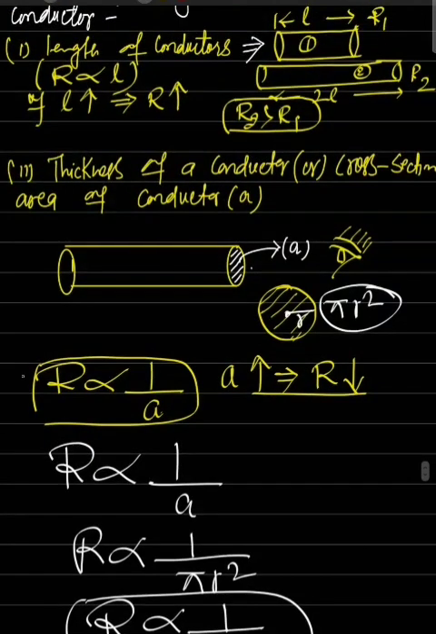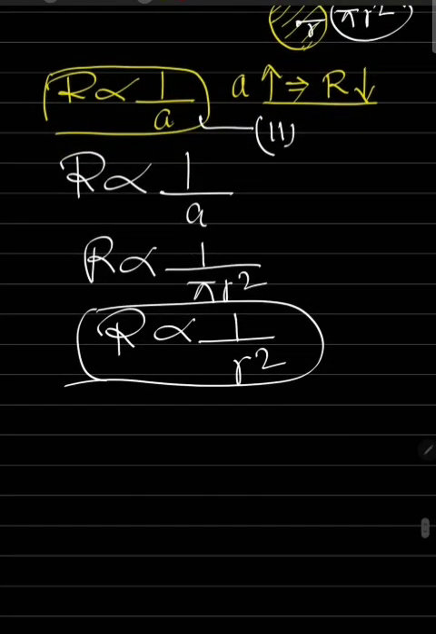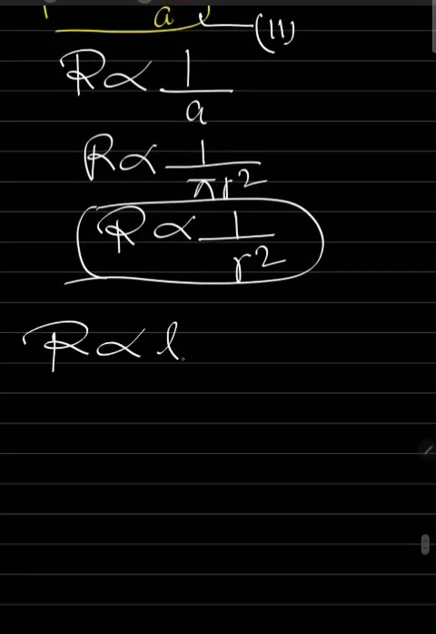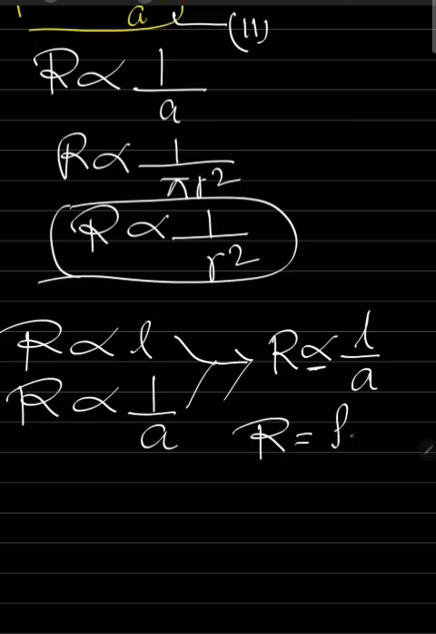Now we combine these two. Suppose this one is equation 2 and this one is equation 1. R is directly proportional to L, and R is inversely proportional to cross-sectional area. When we combine these two, we get R is directly proportional to L by A, and when we remove the proportionality constant, we get R is equal to rho L by A. This is one important expression.